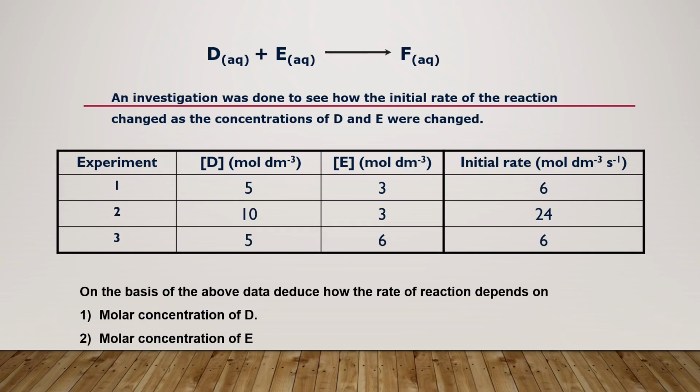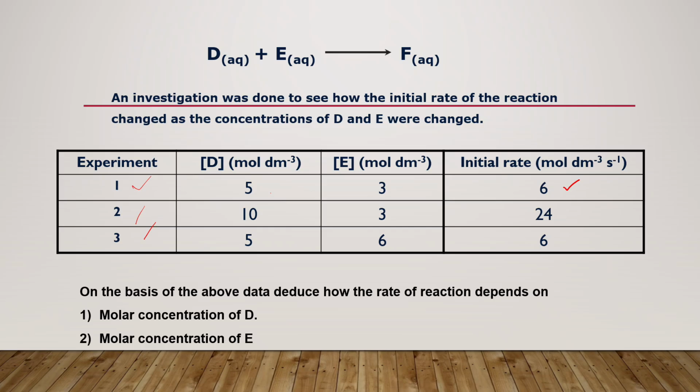All right. In order to have a better idea of how the rate depends on the concentrations of reactants in different ways, let's take another hypothetical example. So here you have the two reactants D and E, and they are giving rise to a product that's F. And here you can see we have three experiments, and we have different concentrations of D and E. In the first experiment, the rate of the reaction was found to be 6 mol dm^-3 s^-1.